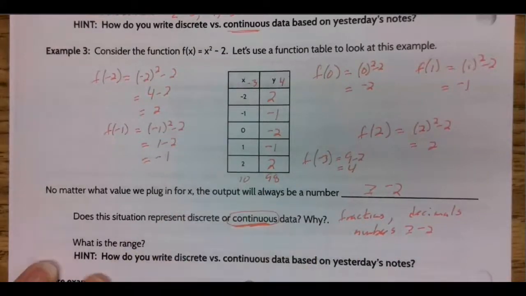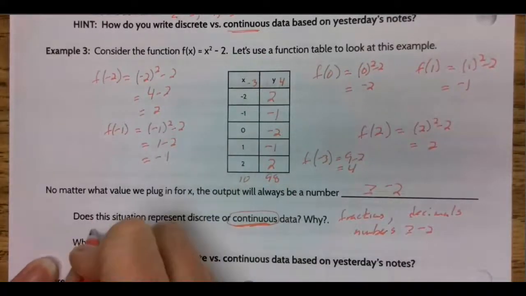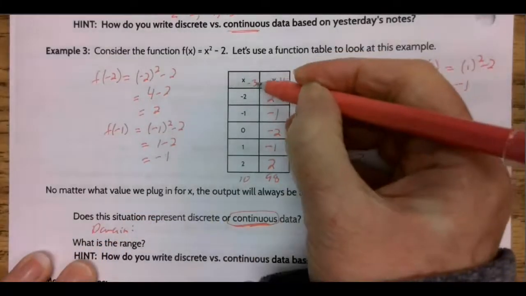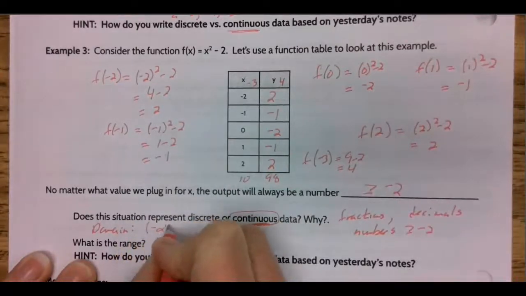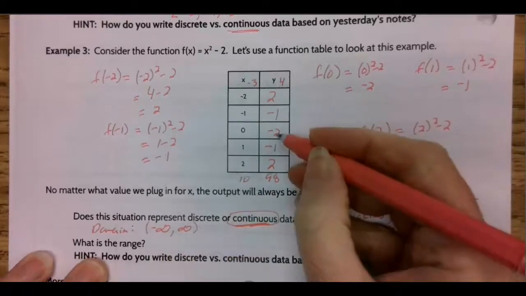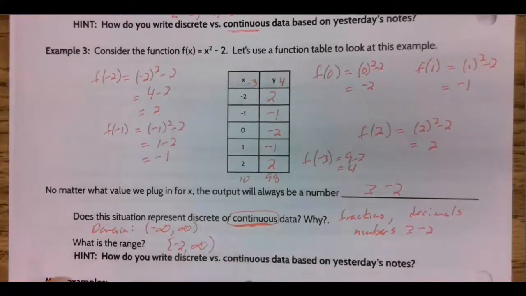So what is our range? Our domain is not limited. So our domain, let's go ahead and put both of them down. Our domain was not limited. We went from negative 3 to 10 just in whole numbers. So this is all real numbers. We write it as negative infinity to infinity. The range, though, cannot go below negative 2. So our range starts at negative 2 and just keeps getting bigger, so it goes to infinity.